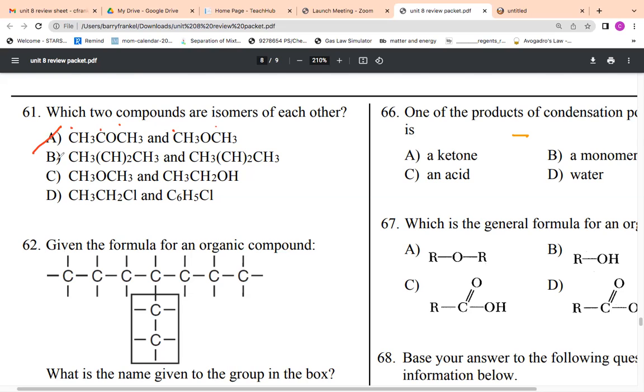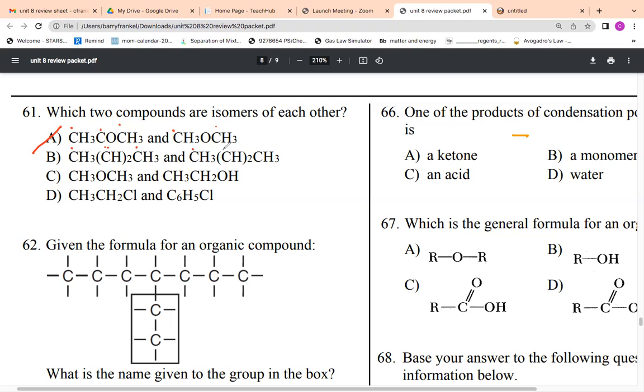Okay. Choice B, I have 1. Actually, we learned this today. When you have parentheses and you have a subscript, it gets distributed into each atom. So I actually have 2 carbons here. So I have 1, 2, 3, 4. 4 carbons here.